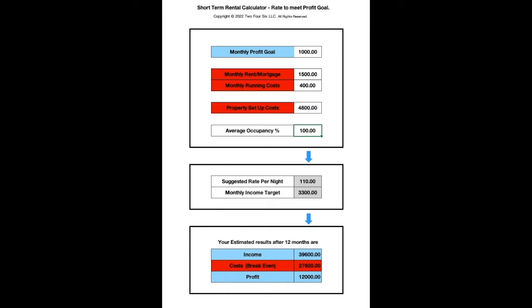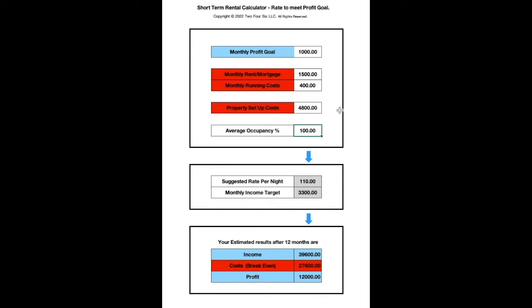Now, one thing I should say here is that this is a minimum suggested. If you can charge more, obviously you charge more, but this is just using the amount of profit that you want to make with your expenses and working out what is the rate per night needed in order to meet that goal. The other thing I should mention is that the property setup cost is a one-off.